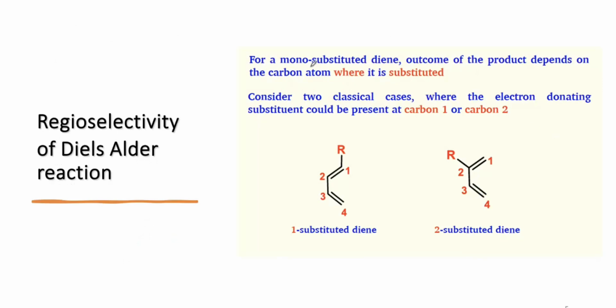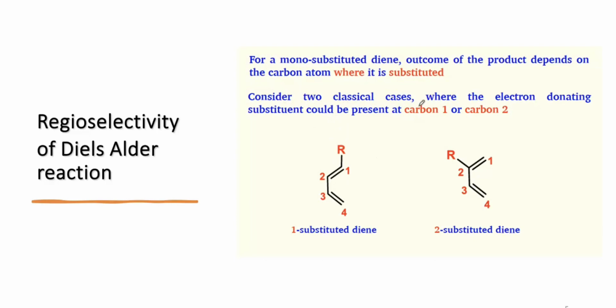Now coming to mono-substituted diene. So the outcome of the product depends on the carbon where it is substituted. So the diene can be substituted at first carbon or the second carbon. So the outcome of the product will result upon which carbon is substituted.